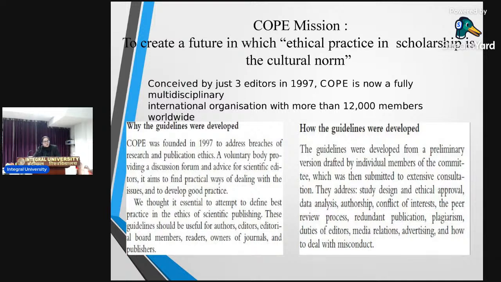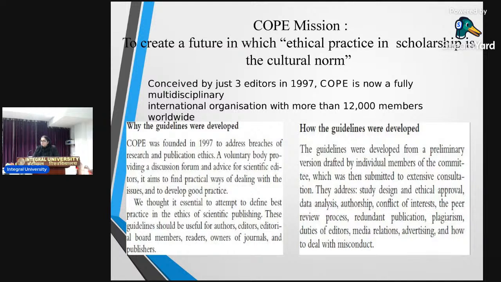Okay, so COPE mission, why were the guidelines developed? They were developed to address breaches of research and publication ethics. COPE is a voluntary body providing a discussion forum and advice for scientific editors. It aims to find practical ways of dealing with the issues and to develop good practice.